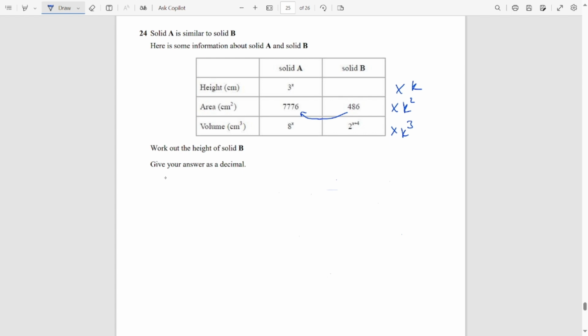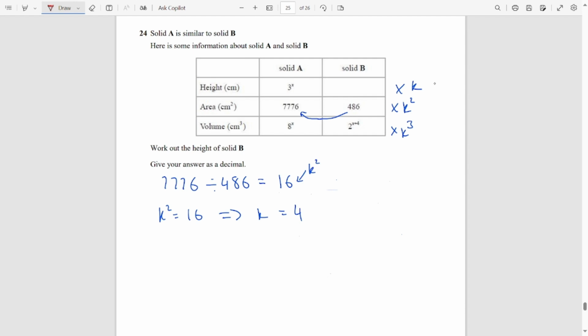So I'm going to do 7776 divided by 486. And that is 16. And remember, this is not k, this is k squared. So if k squared is 16, well, what is k? K must be the square root of 16, which is 4. And so this is great. I've now worked out what all these k values are, and I can actually go and write those in.